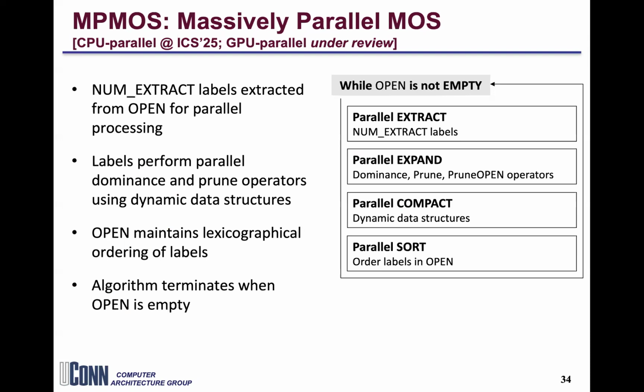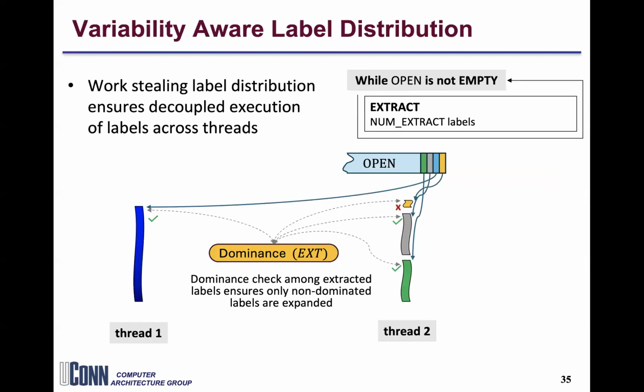There are 4 main parallel components. You have parallel extraction, and parallel expansion, where you're doing the dominance operators. Compaction is something that we do for dynamic data structures, I'll talk about it. And sorting is for the lexicographical order.